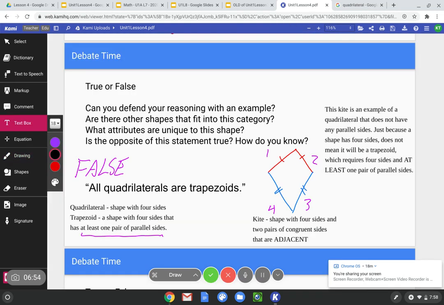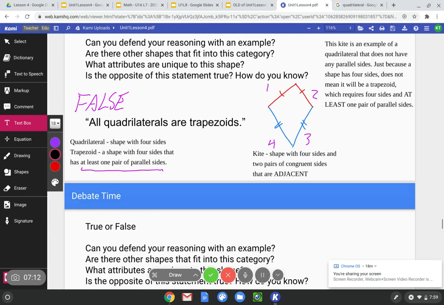So here is our final answer. This kite is an example of a quadrilateral that does not have any parallel sides. Just because a shape has four sides does not mean it will be a trapezoid, which requires four sides and at least one pair of parallel sides.